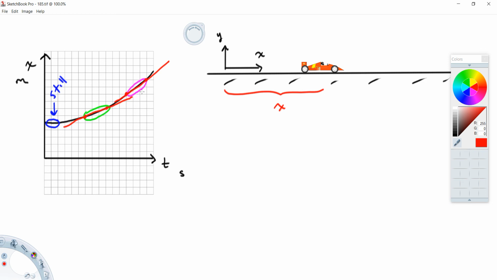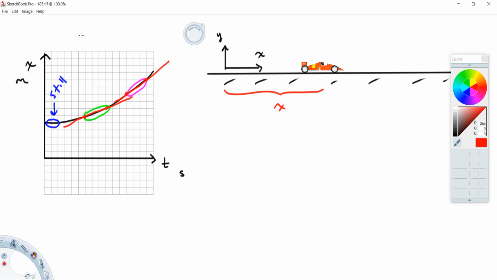And in this region here, we're going up maybe 2 for over 3, so we're moving at about 0.6 meter per second. So you want to think in terms of slope. If the slope is 0, the car's not moving. If the slope is a small positive number, the car's moving relatively slowly to the right. If the slope is a larger positive number, the car is moving even faster, and still moving to the right because of the positive slope.